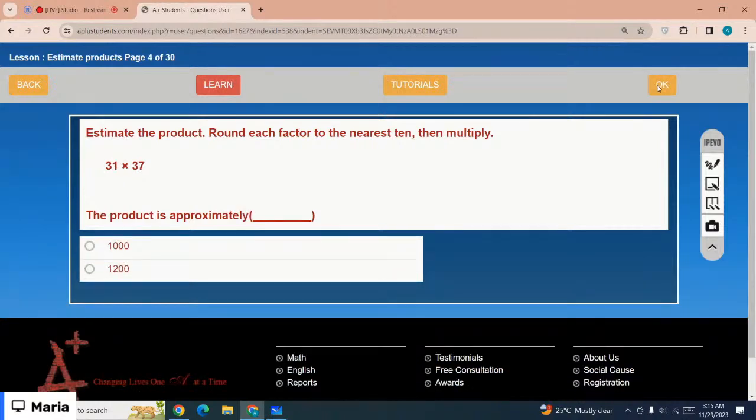Estimate the product. 31 times 37. So which is the correct option? 31 is rounded off to 30 and 37 is rounded off to 40, right? So the correct option is 4 times 3 is 12. So the correct option is 1200. Yes, that is 1200. Option 2 is the correct option.